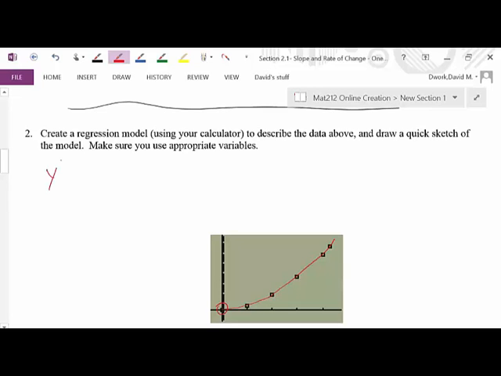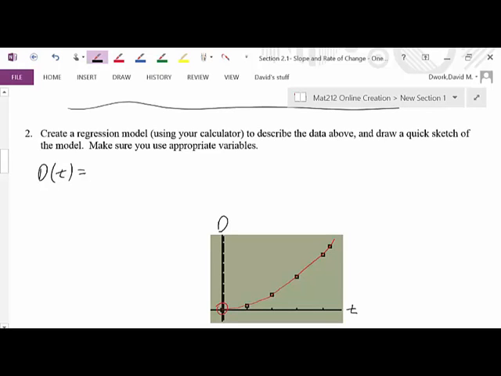Now, do you want to write your equation here using x and y? I argue no, because that's not what we're talking about. We're talking about time and distance. So our output variable was distance and our input variable was time. So let's write our function that way. Our function would be the distance as a function of time.